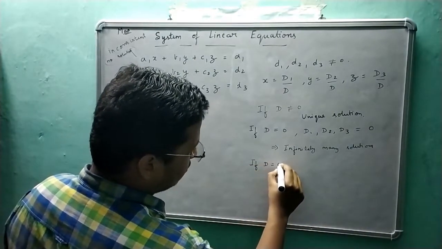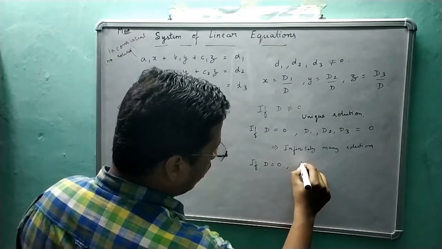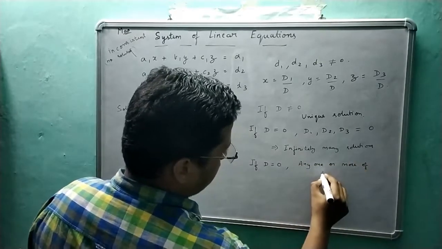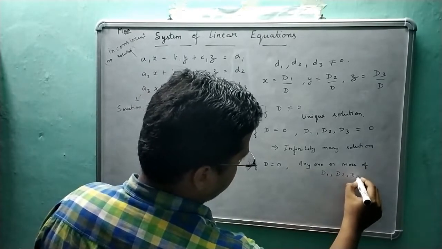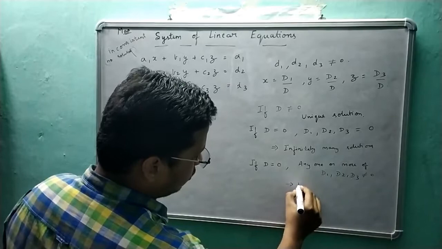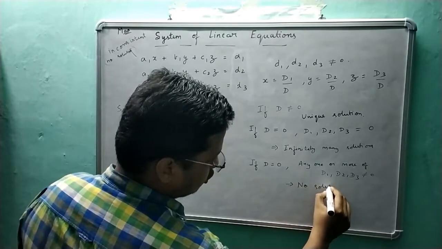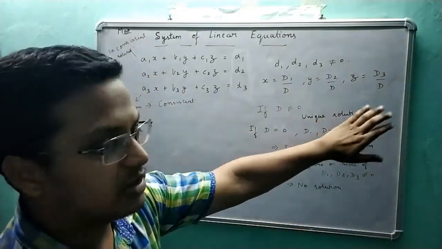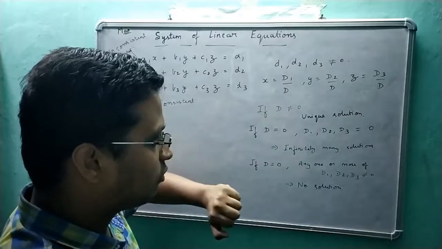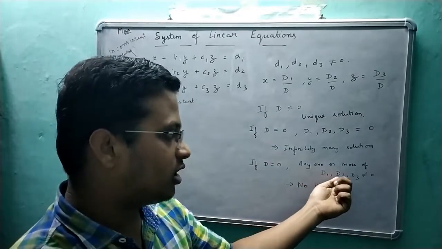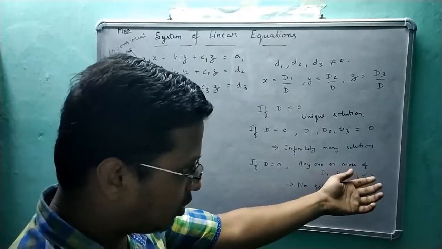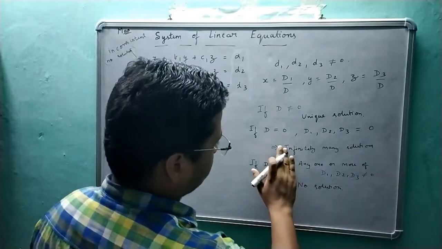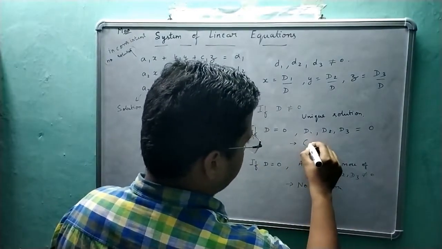But if D is equal to 0 and any one or more of D1, D2 and D3 is not equal to 0, then we don't have any solution. So if D is not equal to 0, then we have a unique solution. But if D is equal to 0 and any one of D1, D2, D3 or more than that is not equal to 0, then no solution. If all the 4 are 0, we cannot say. It cannot be predicted.